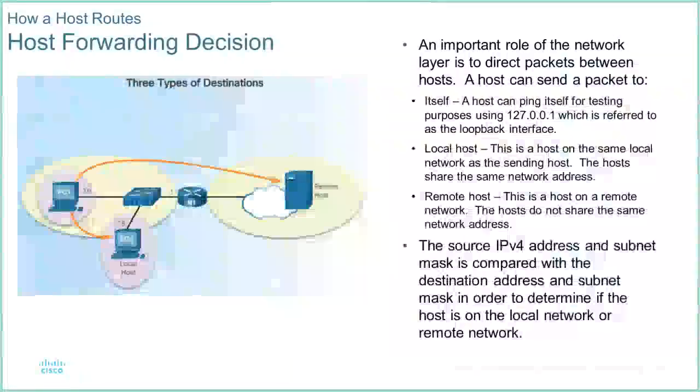Okay, so how does a host decide to forward information? Well, it has three types of addressing. Itself, which has a loopback address of 127.0.0.1, or a local host address where the host destination is on the same network segment as itself, and remote host where it has to go through a routing device, a layer 3 device, to be forwarded onto another network.